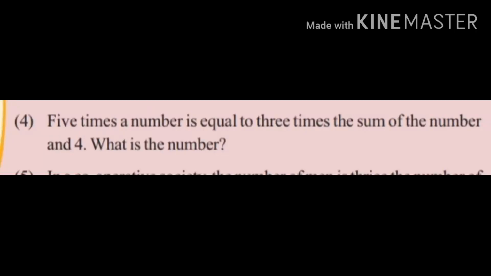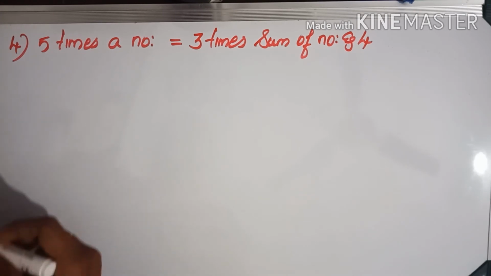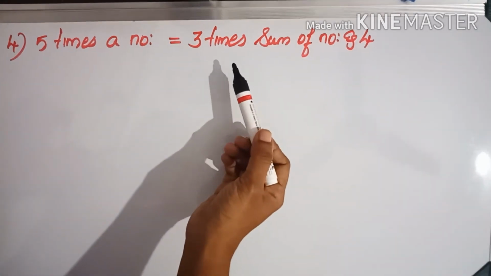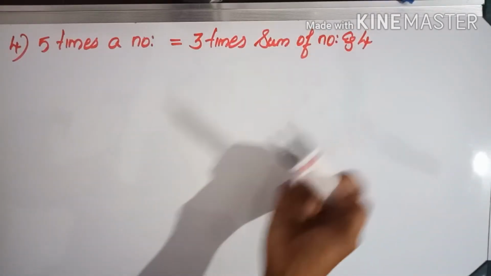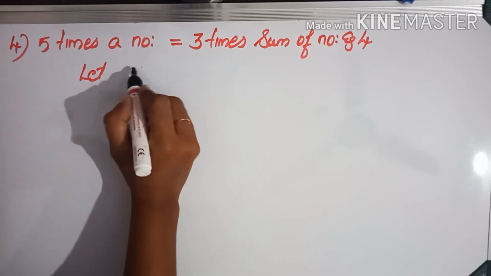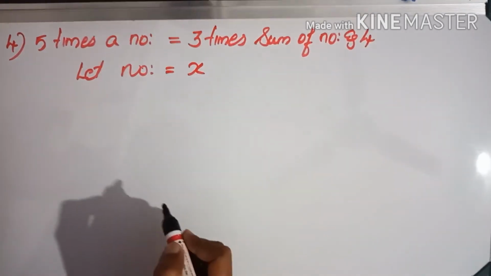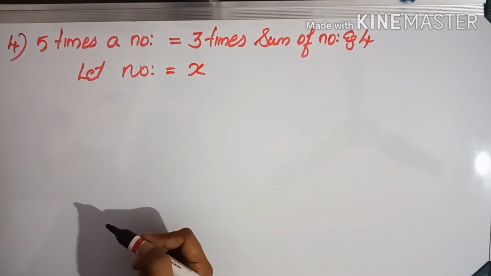Next, question number 4. 5 times a number is equal to 3 times the sum of the number and 4. What is the number? Here, let the number equal x. This is what we need to find.